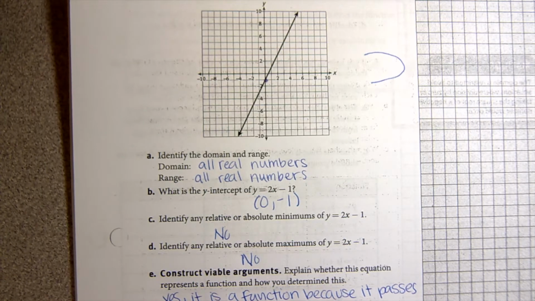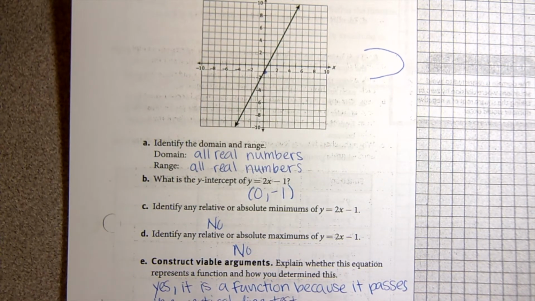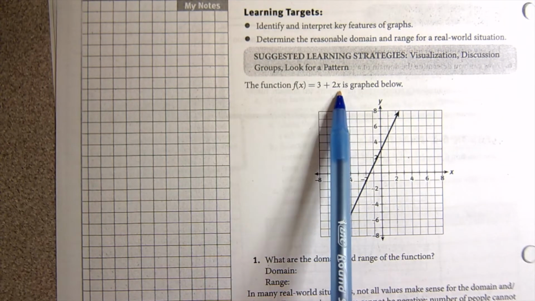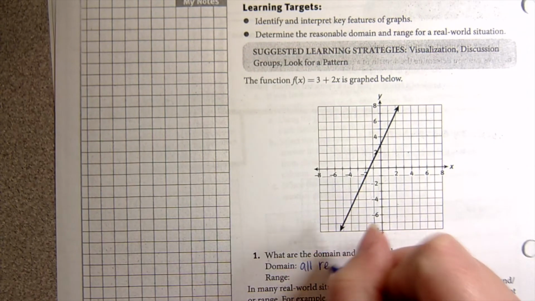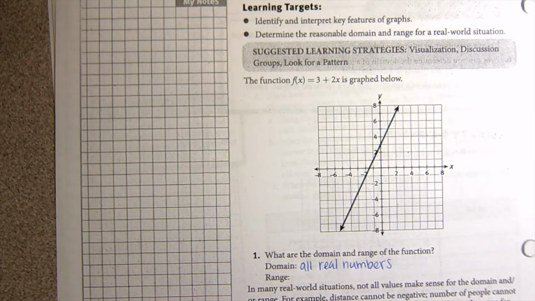Okay, now we are going to skip to page 92. On the top of page 92, we have this graph of the equation f of x equals 3 plus 2x, and they've graphed it for you. They want to know, what is the domain and range? First, what is the domain? All real numbers. And what is the range? All real numbers.